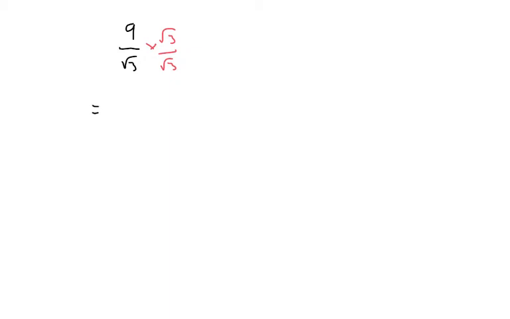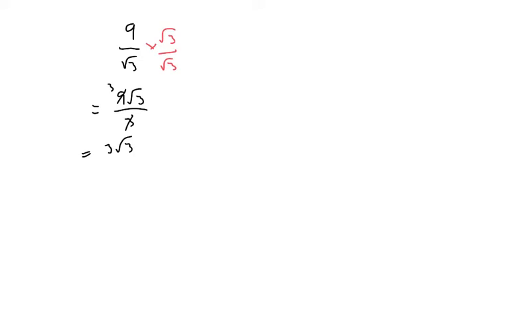So 9 times root 3 is 9 root 3. Root 3 times root 3 is 3. And then the 3 and the 9, well, they cancel out, and we're left with 3 root 3. And we've rationalized that fraction.